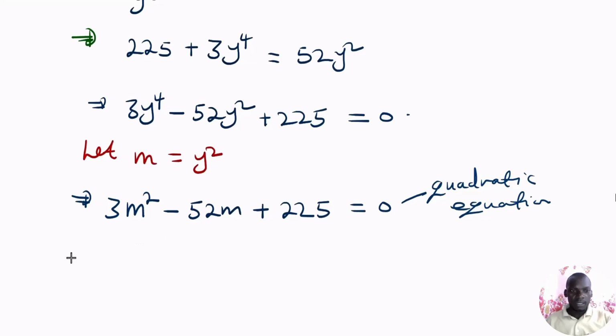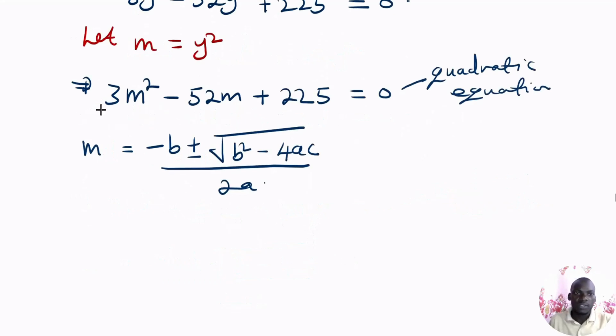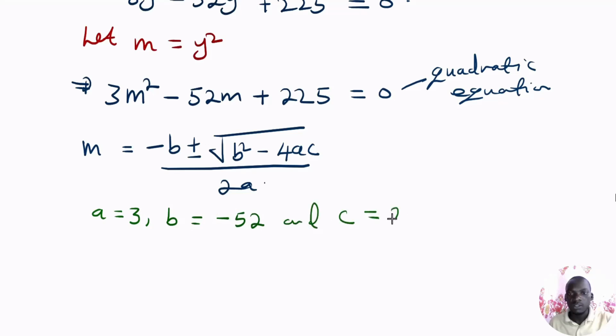So from this step, let us use the quadratic formula, whereby we say that m equals minus b plus or minus the square root of b squared minus 4ac, the whole of it divided by 2a. And from this quadratic equation, we can see that our value of a equals 3, our value of b equals negative 52, and our value of c equals 225.